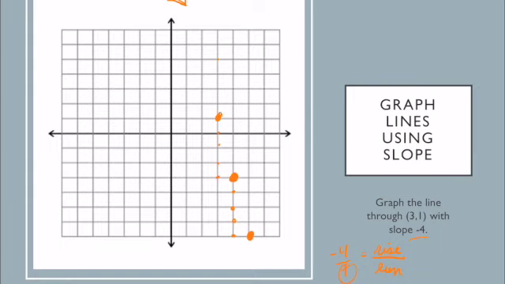If I wanted to go the other direction, I could also do the converse of this, right? I could go up 4 over 1, up 4 over 1. And this would give me more points on my line. It's important to note, again, you only need 2 points in order to graph a line, but sometimes it's nice to find extra points. Okay, so here's the graph of the line through the point 3, 1 with a slope of negative 4.